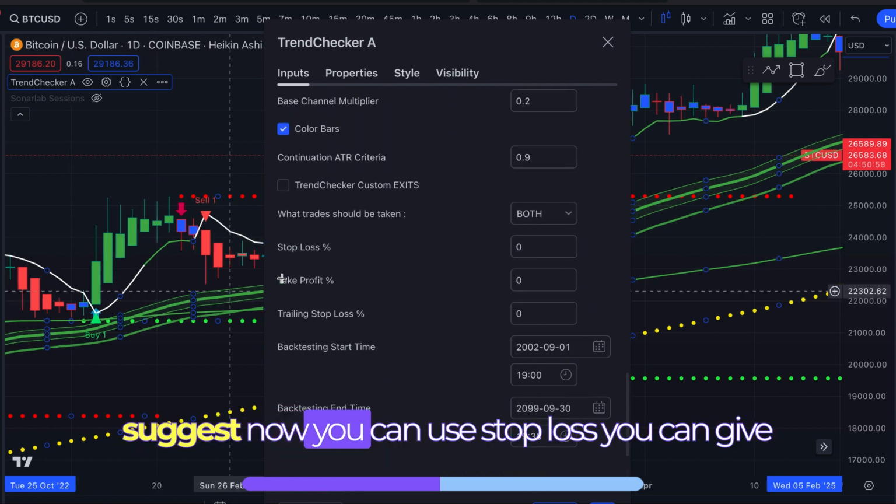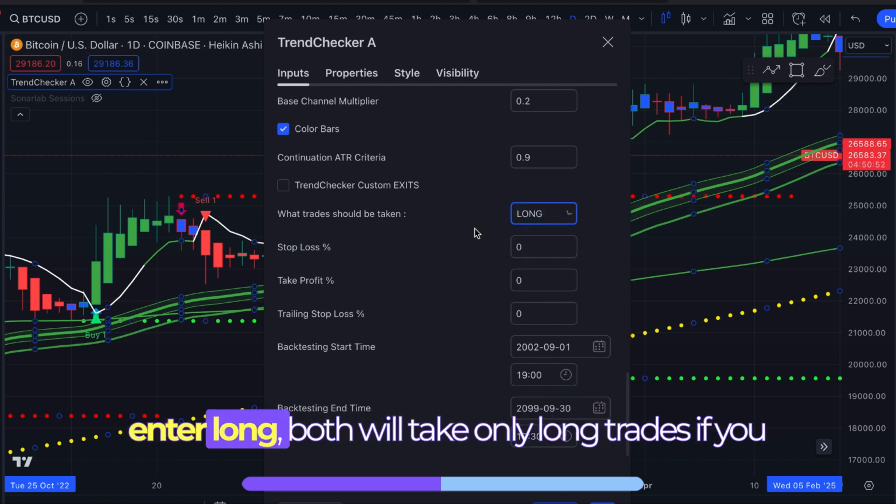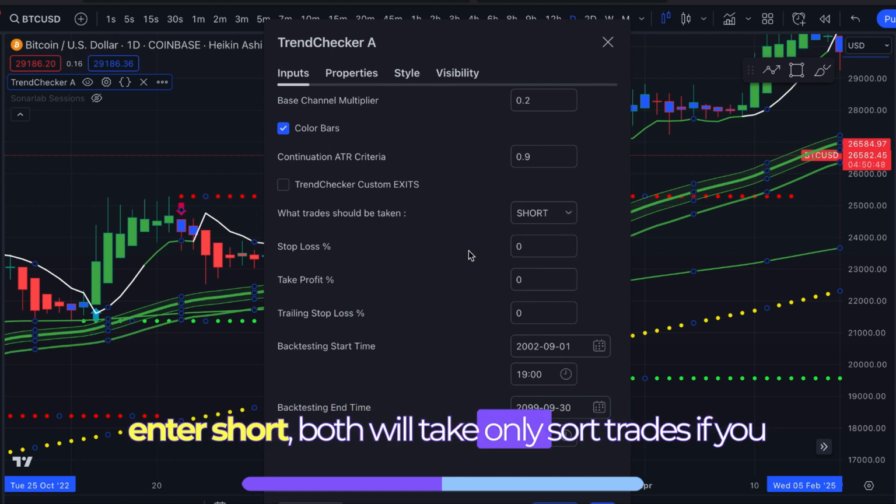Now you can use stop loss. You can give the order from what trade you should be taken. If you enter long, bot will take only long trades. If you enter short, bot will take only short trades.